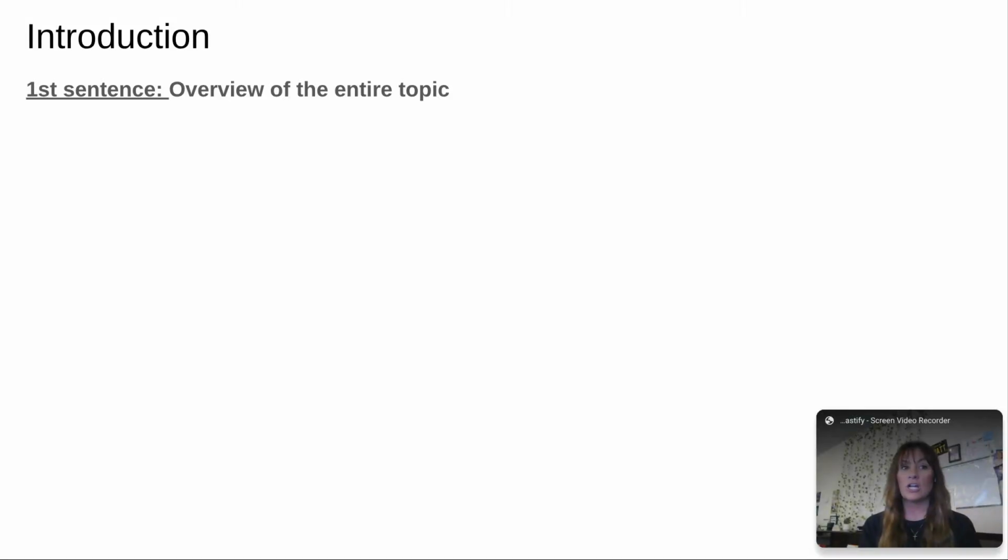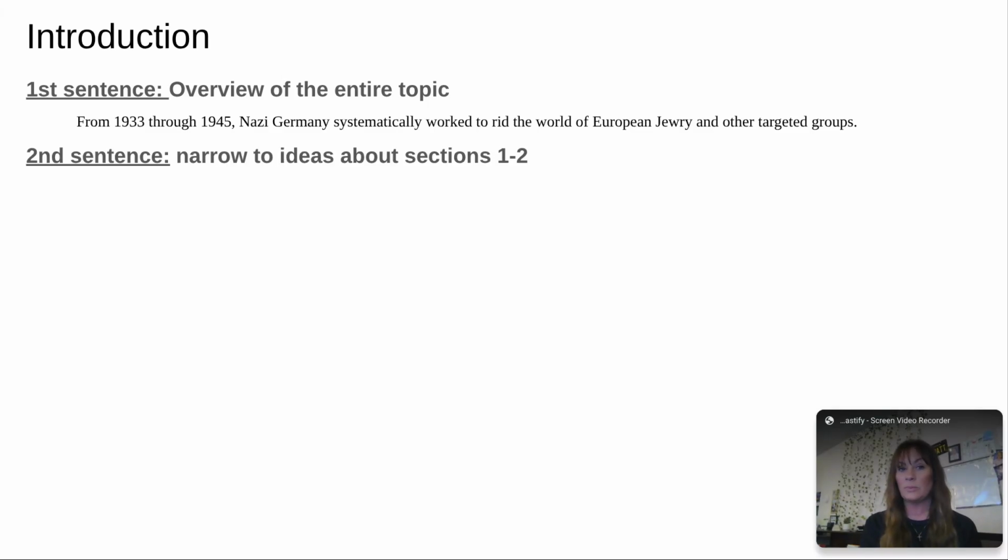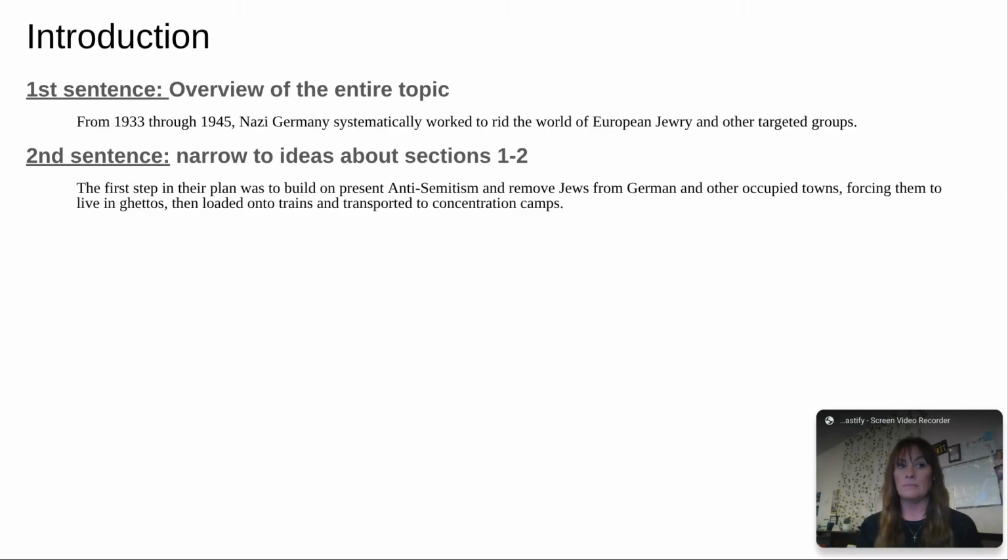For your introduction, your very first sentence is going to overview the entire topic. Here's an example. You might say something like, from 1933 to 1945, Nazi Germany systematically worked to rid the world of European Jewry and other targeted groups. Again, I'm using my notes, referencing things that we have learned, using that definition that we started with. That's totally acceptable. Just don't fully copy the definition.